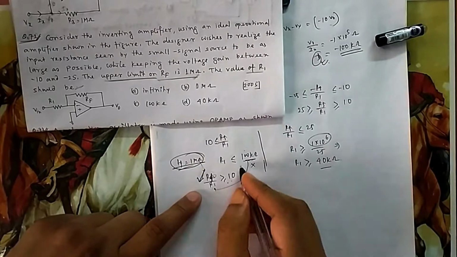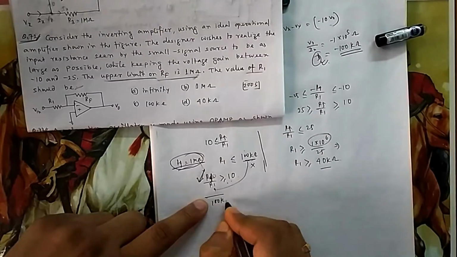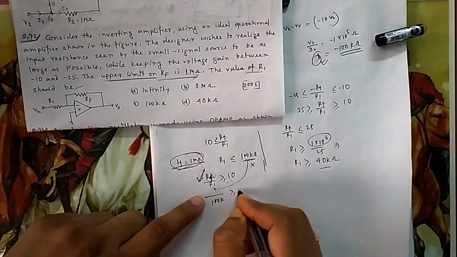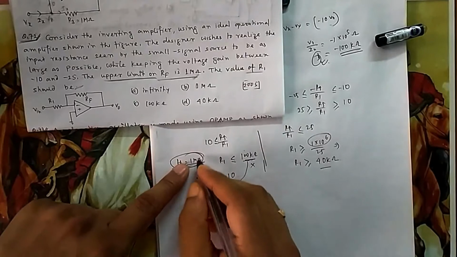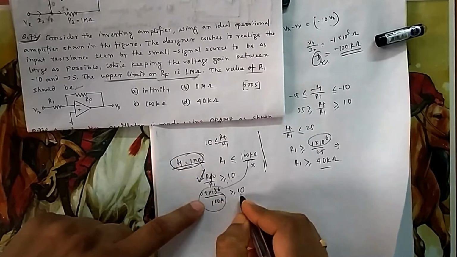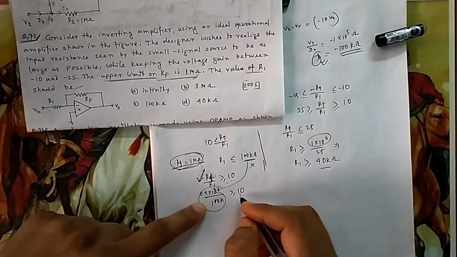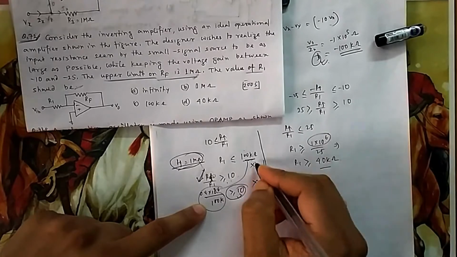You can think one more time. You can take any value. Suppose R1 is fixed, suppose you have done it with 10k as your answer. Now RF can come down. Suppose 1 mega came down to 0.8 mega. Do you think it will be 10? No, because at 1 mega it was 10. So at 0.8 mega it will be less than 10. But you need greater than 10. So this one is not a correct answer.